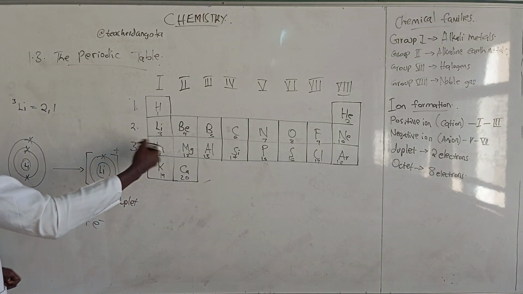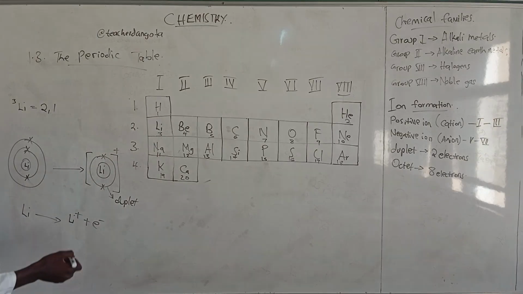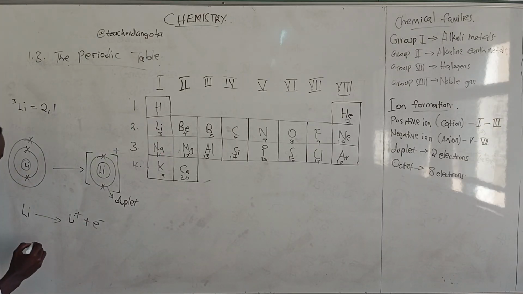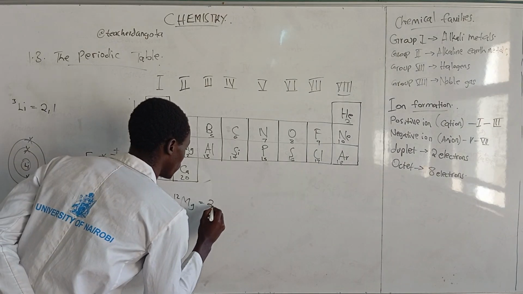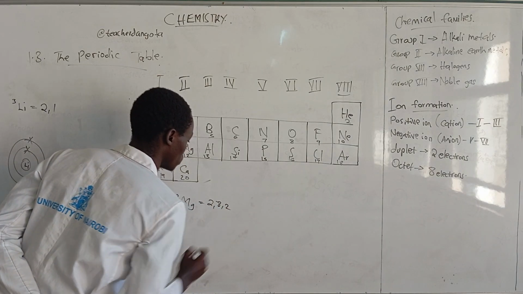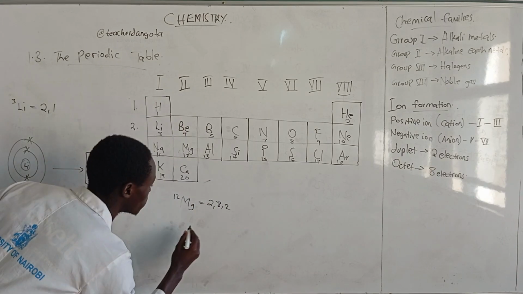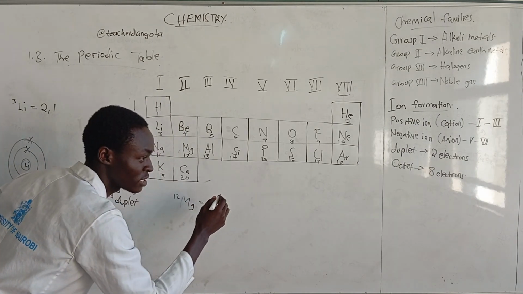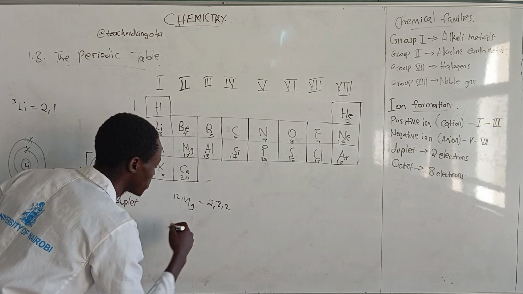Let us try to draw the one for magnesium, which has 12 as the atomic number. So magnesium will be this way. The configuration will be 2, 8, 2. So how will it form? It will be easy for it to lose the 2 electrons in the outermost energy level to become stable.